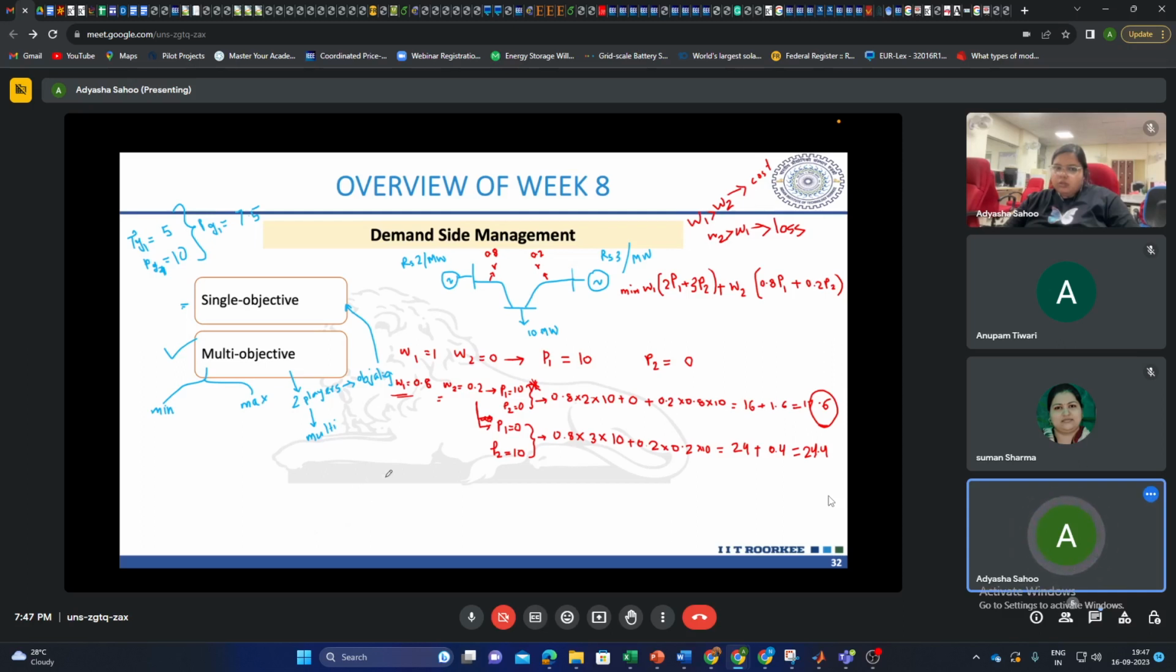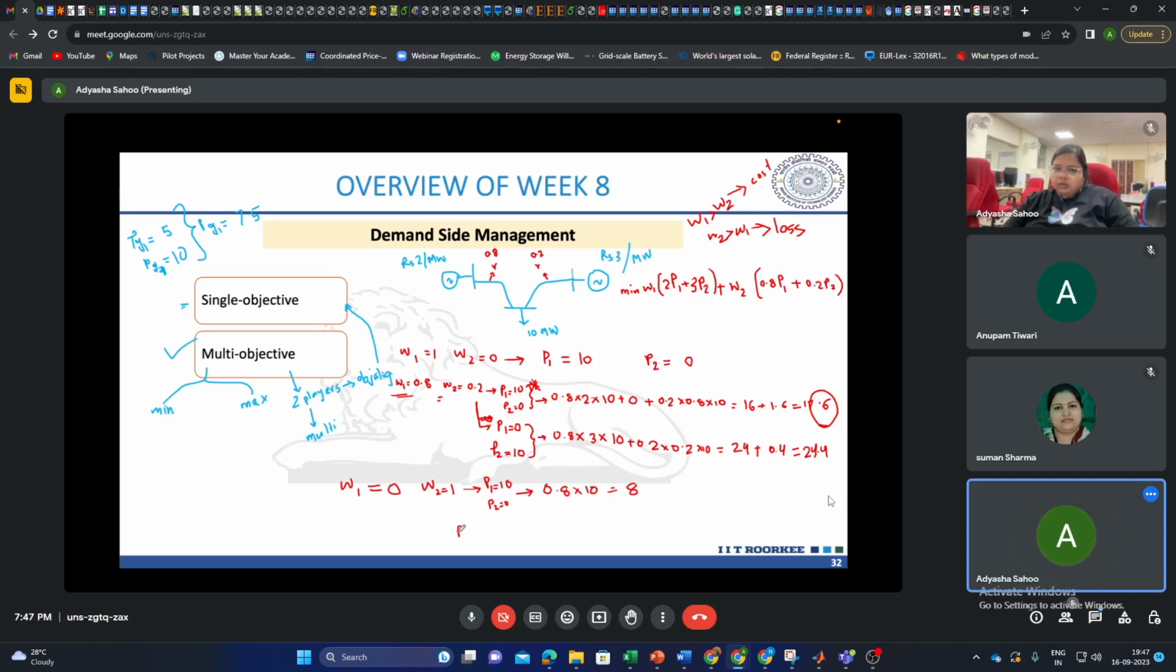But again, if you consider W1 as 0 and W2 as 1, so what will be the solution? Can you guess? So our objective will be basically this one, right? 0.8 times P1 plus 0.2 times P2. So if P1 is 10 and P2 is 0, so the objective will be 0.8 into 10, which is 8.